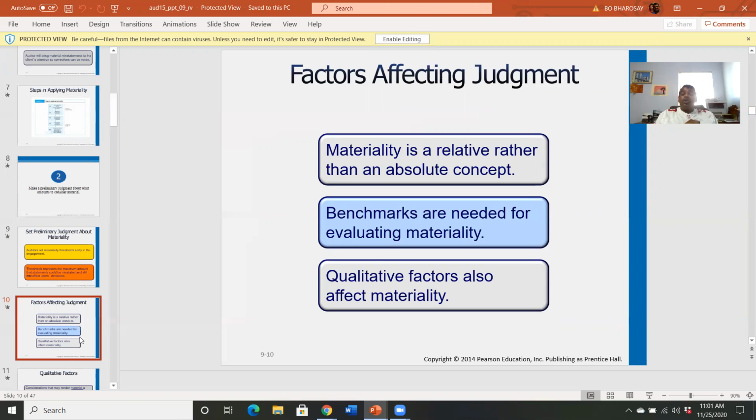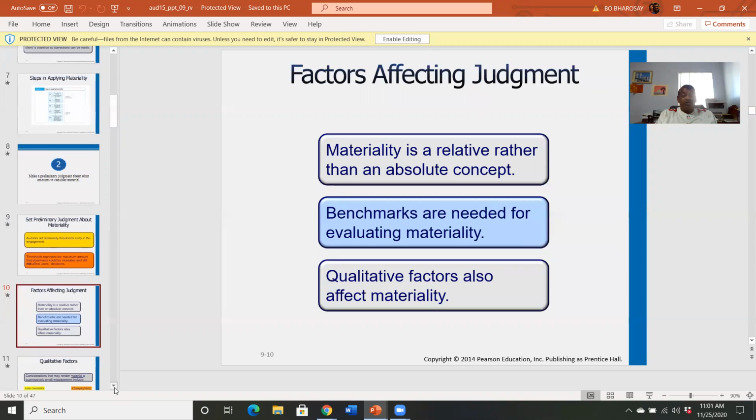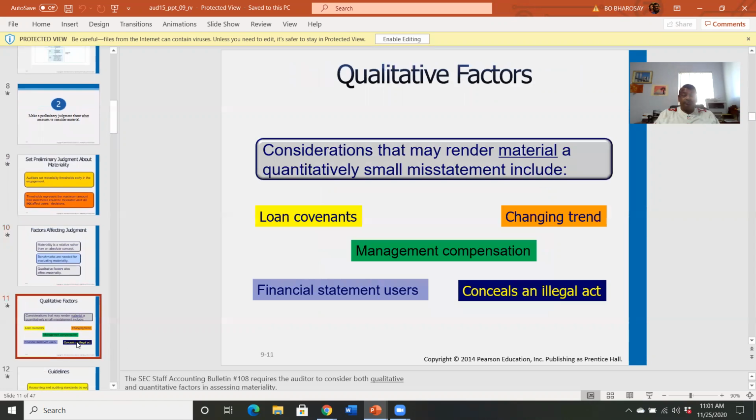Qualitative factors also affect materiality. I gave you the example with your grade. 1 point could make a difference from 89 to 90. So although 1 point may not sound like much, from 89 to 90 it is important because it changes your grade from a B to an A.